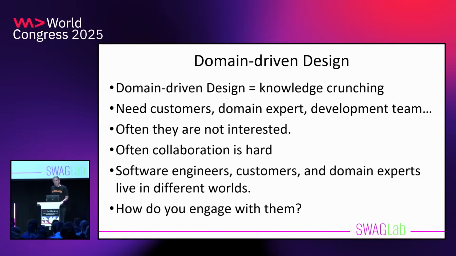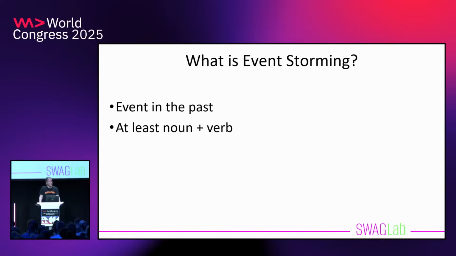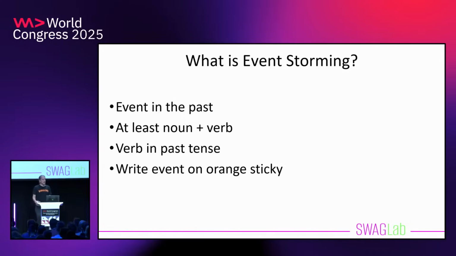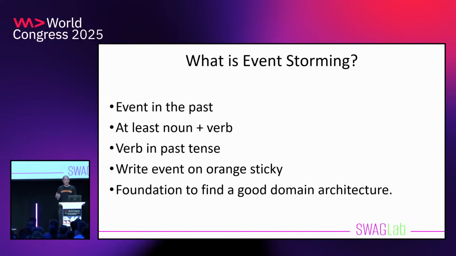And this is where I wanted to spend a few slides to talk about event storming. So in a way, event storming is very simple. It's an event that happened in the past, and we have at least a noun and a verb. We have the verb in the past tense. It's something that happened. We write that on an orange sticky. For some reason, the colors are very important, so you're doing it wrong if you're not using orange stickies for events. And this becomes the foundation to find a good domain architecture.